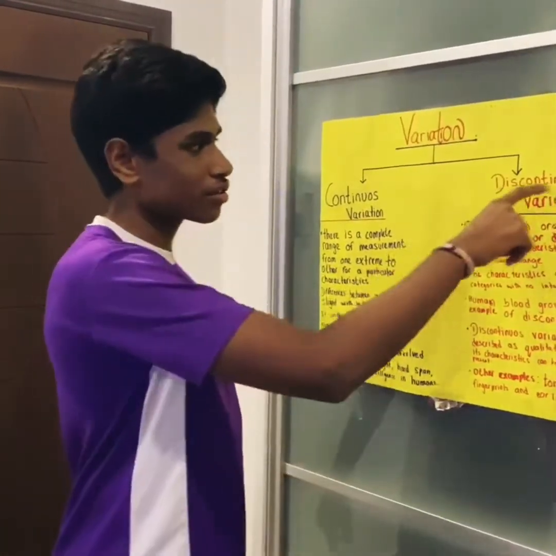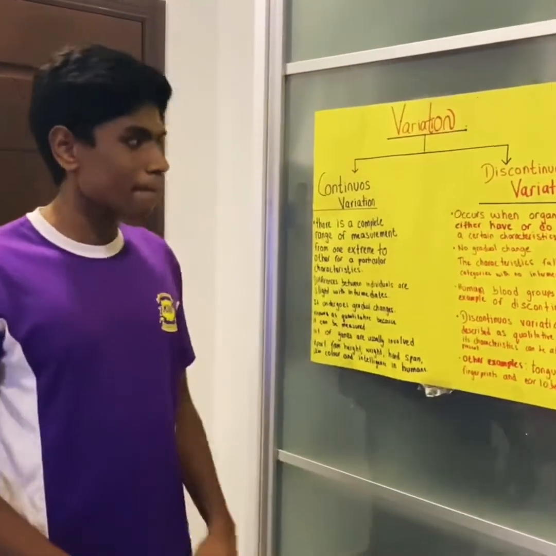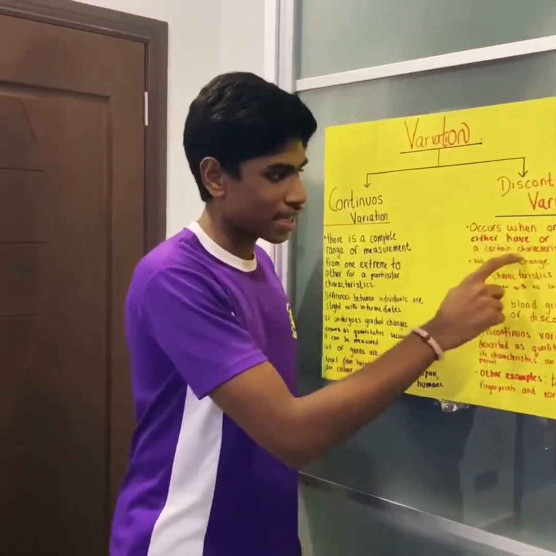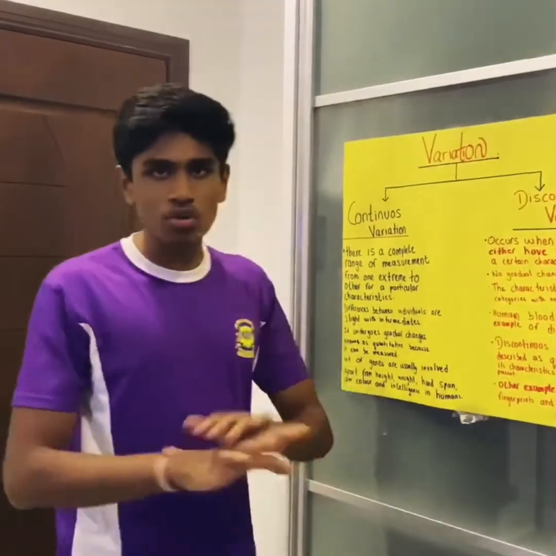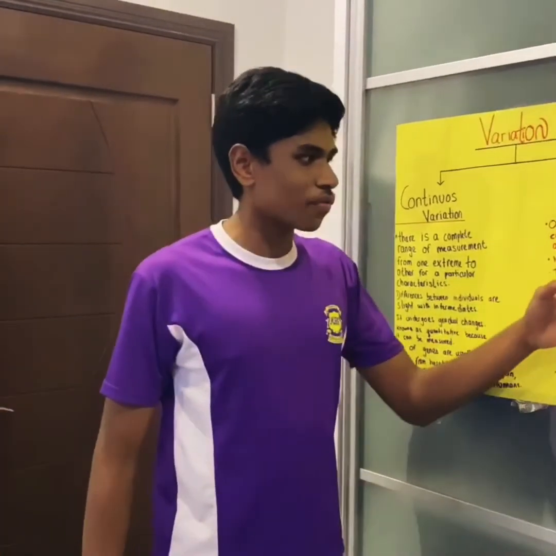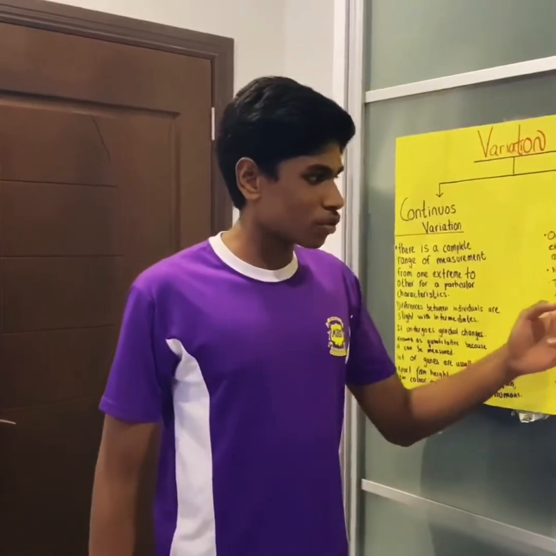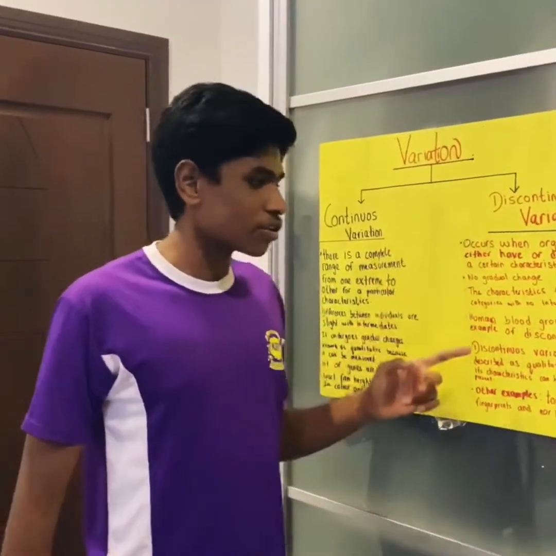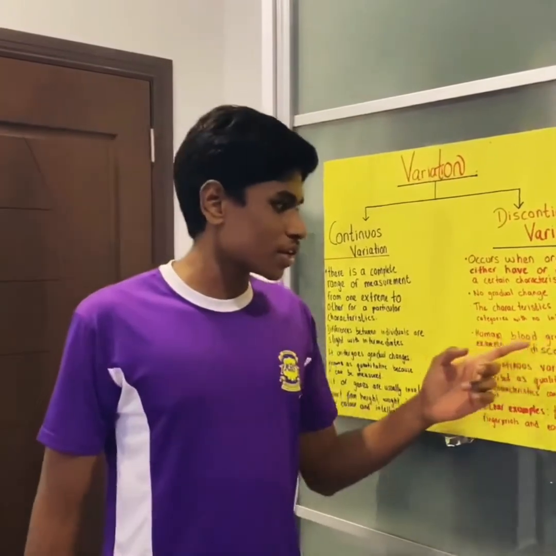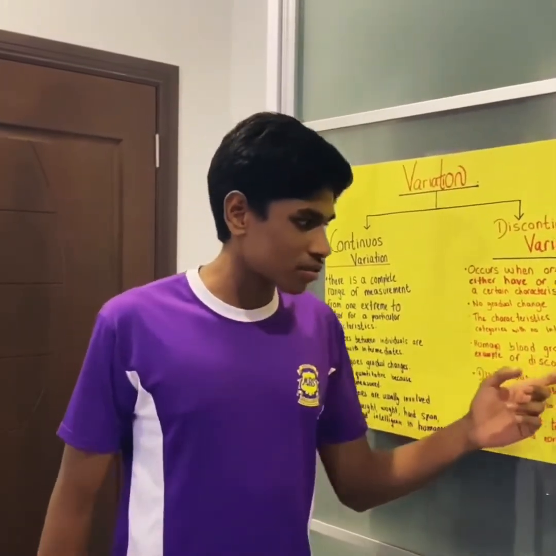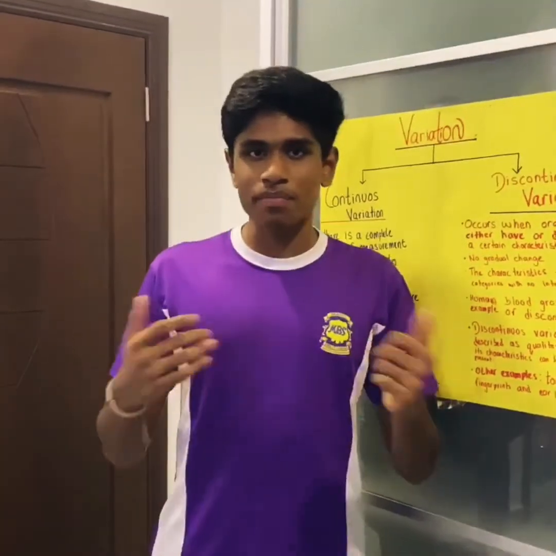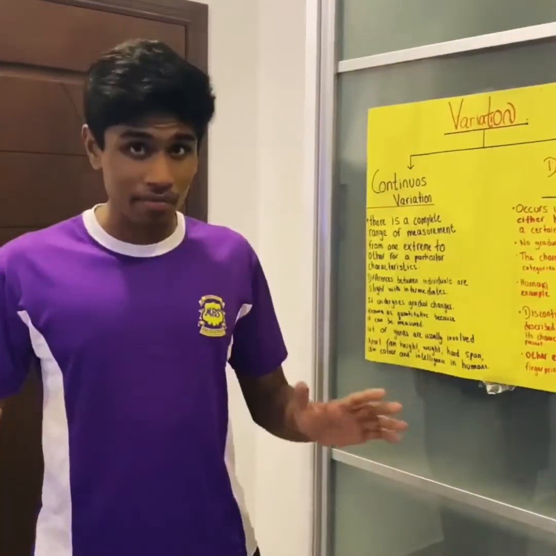Let's go to discontinuous variation right now. It occurs when organisms either have or do not have a certain characteristic. It has no gradual range. The characteristics fall into distinct categories with no intermediates. An example of discontinuous variation is human blood groups. Some people may have A, some people have B, some people have AB, or some people have O.